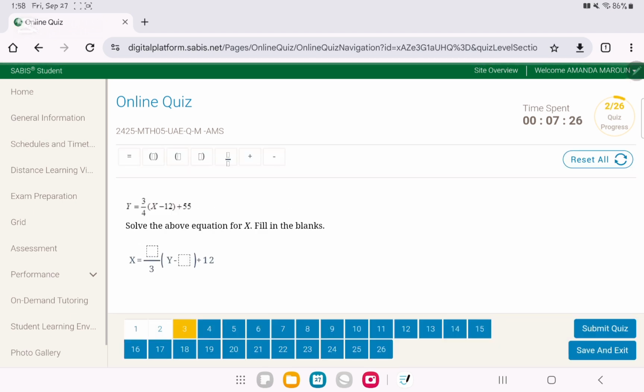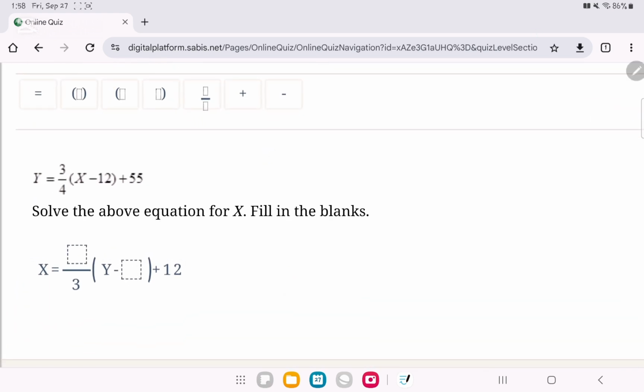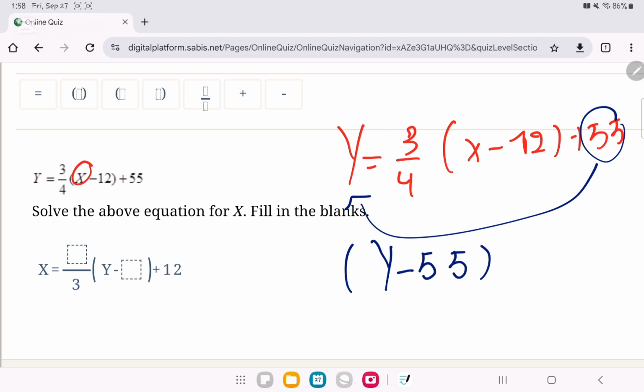Question number 3. Solve the equation for x. When they give us something like this, there is a trick to do it, okay? But first I'm gonna do the general way of doing it, then I will explain the trick. So then they need x. Yes? We need to put x by itself. So let me write it. y equals 3 over 4 times x minus 12, plus 55. First thing we're gonna do is move 55 to the other side. Now it becomes y minus 55.